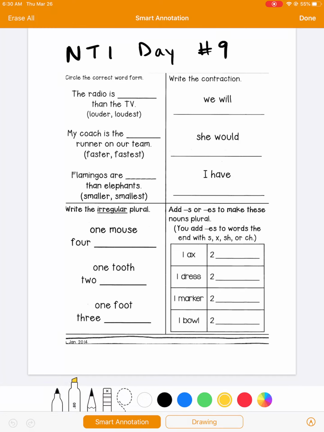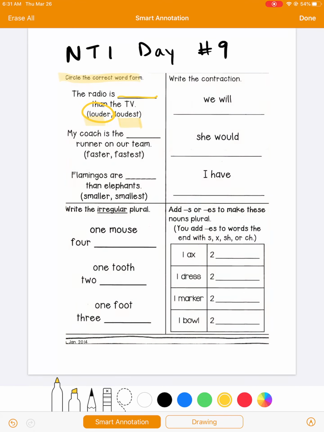So in this first one right here where it says circle the correct word form, the best way to do this is to say both of these words and think about which one makes the most sense. Okay, so when we think the radio is louder than the TV, the radio is loudest than the TV. Well, I think that louder sounds just a little bit better when I say it out loud. So I'm going to write louder in this space right here, okay?